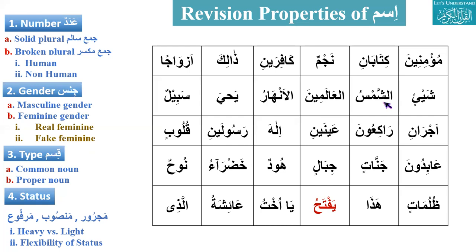Common or proper? What is in the beginning? Al. If there is al, then it will be what? Proper noun. And what about marfu, mansub, and majroor? Marfu. Ashams is what? Jafar, did you understand? Ashams.